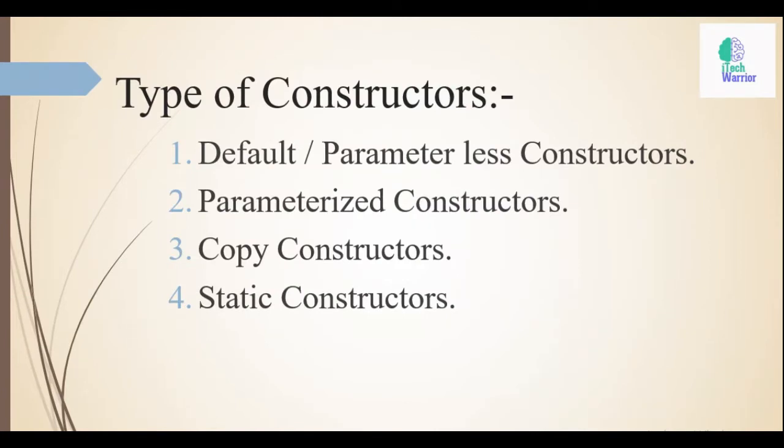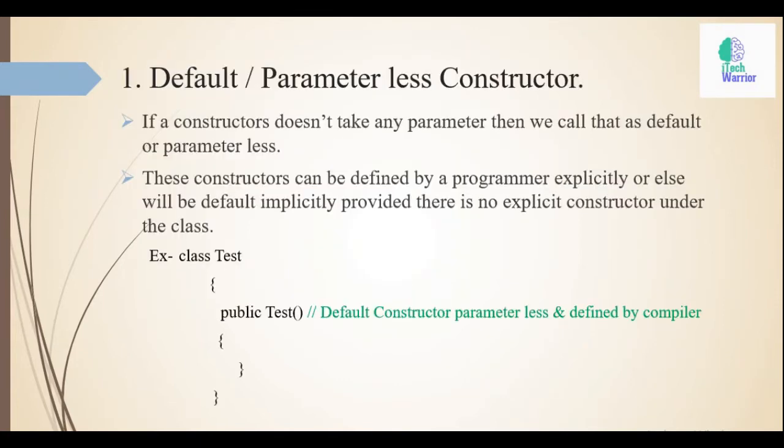So these are the four types of constructors. First is the default parameter-less constructor, and second is the parameterized constructor. Third is the copy constructor, and fourth is the static constructor. So let's understand one by one. Default or parameter-less constructor.